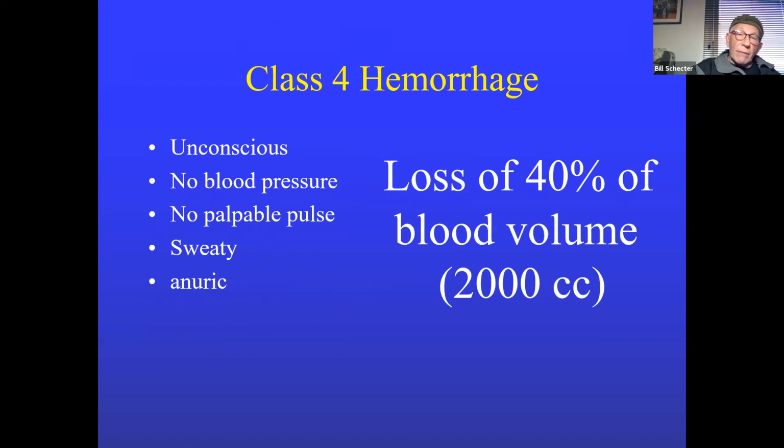And class 4 hemorrhage occurs. Now here we've got a desperate situation. This guy's got one foot in the grave and another on a banana peel. This guy's about to die. He's unconscious, got no blood pressure, no palpable pulse. He's sweaty, he's anuric, and this guy has lost over 40% of his blood volume, or more than 2 liters. And unless we do something immediately to resuscitate this guy and stop the bleeding, he's going to die.